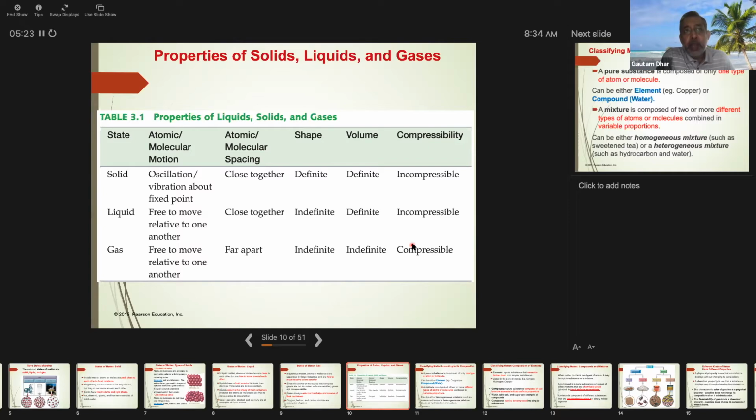So vibration is a form of energy. If I give more energy in the form of heat, it will vibrate more. And so eventually a time will come when the vibrational energy will be enough to overcome the forces of attraction. And that is the point when a solid melts into liquid.